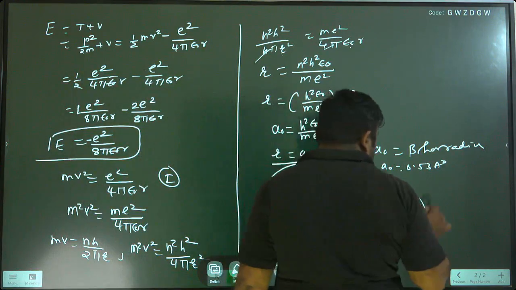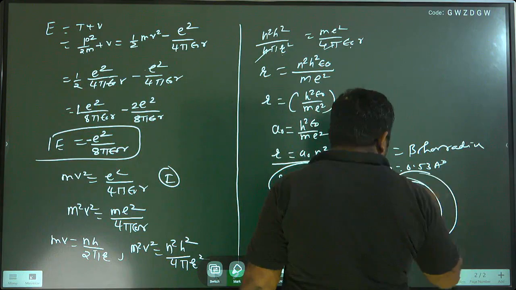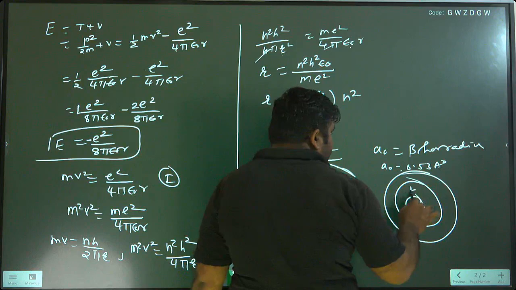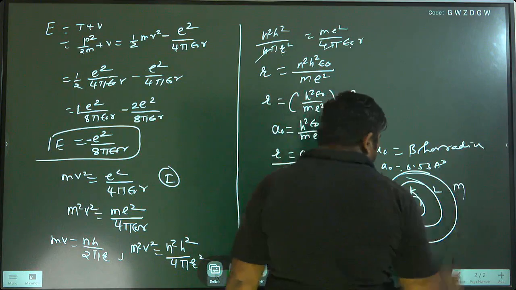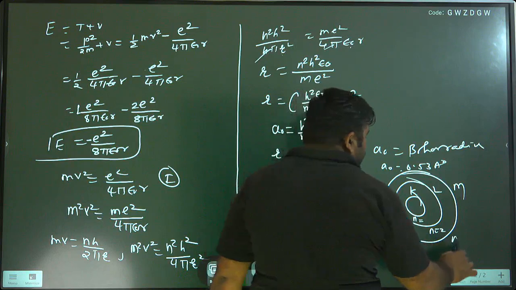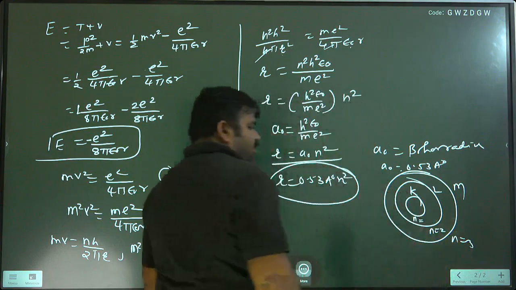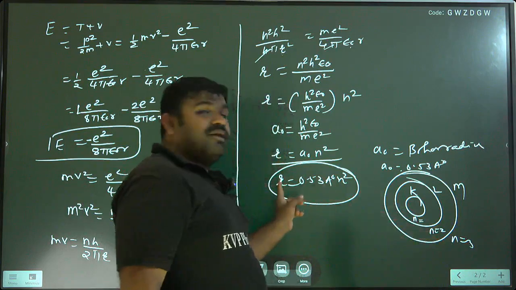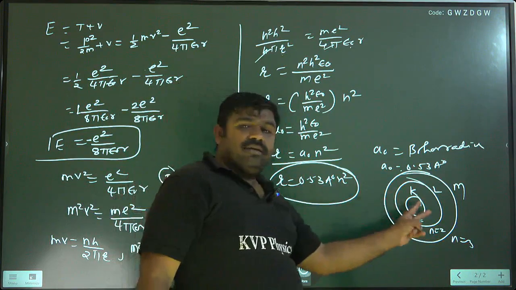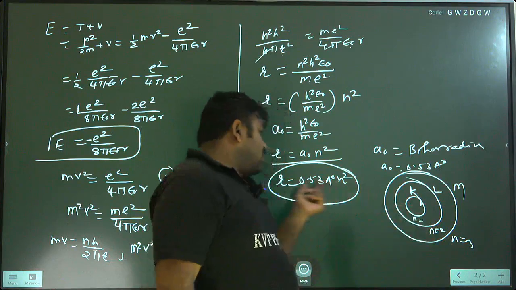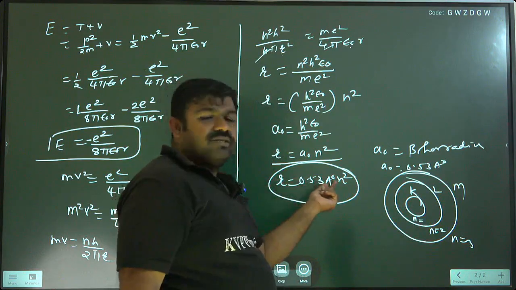Suppose this is the first orbit, second orbit. We know that in this case, which term increases? This is K, L, M. Here n is equal to 1, here n is equal to 2, here n is equal to 3, and so on. Here n increases, radius increases. Simple, understood? K, L, M, the n value is changing, and the radius is also changing. 0.53 is a constant one.